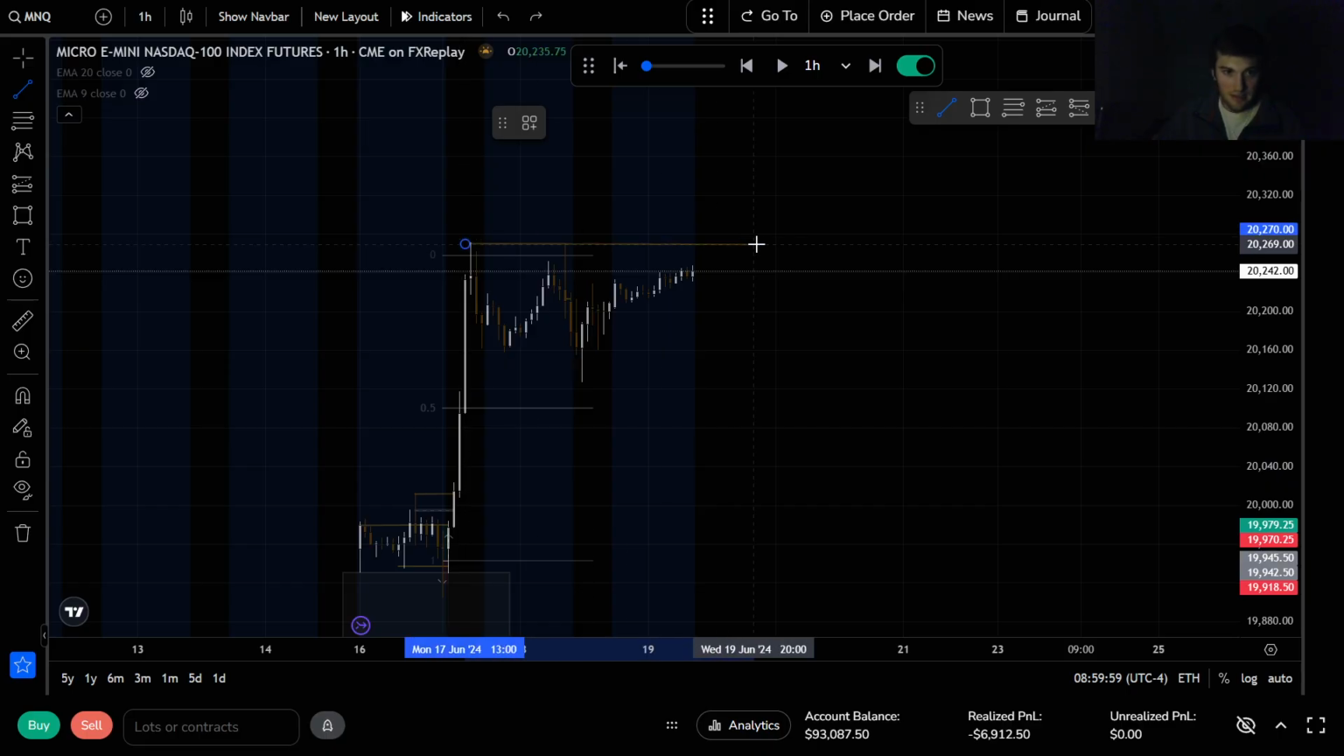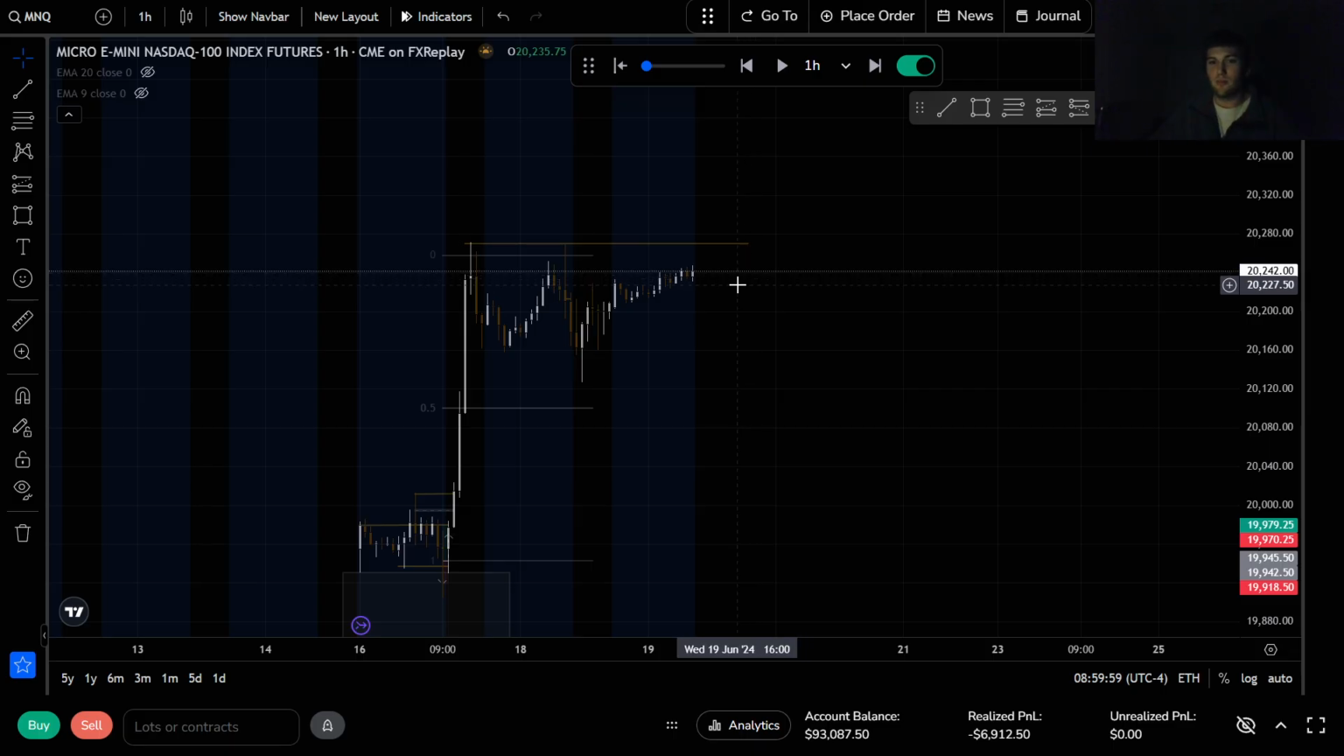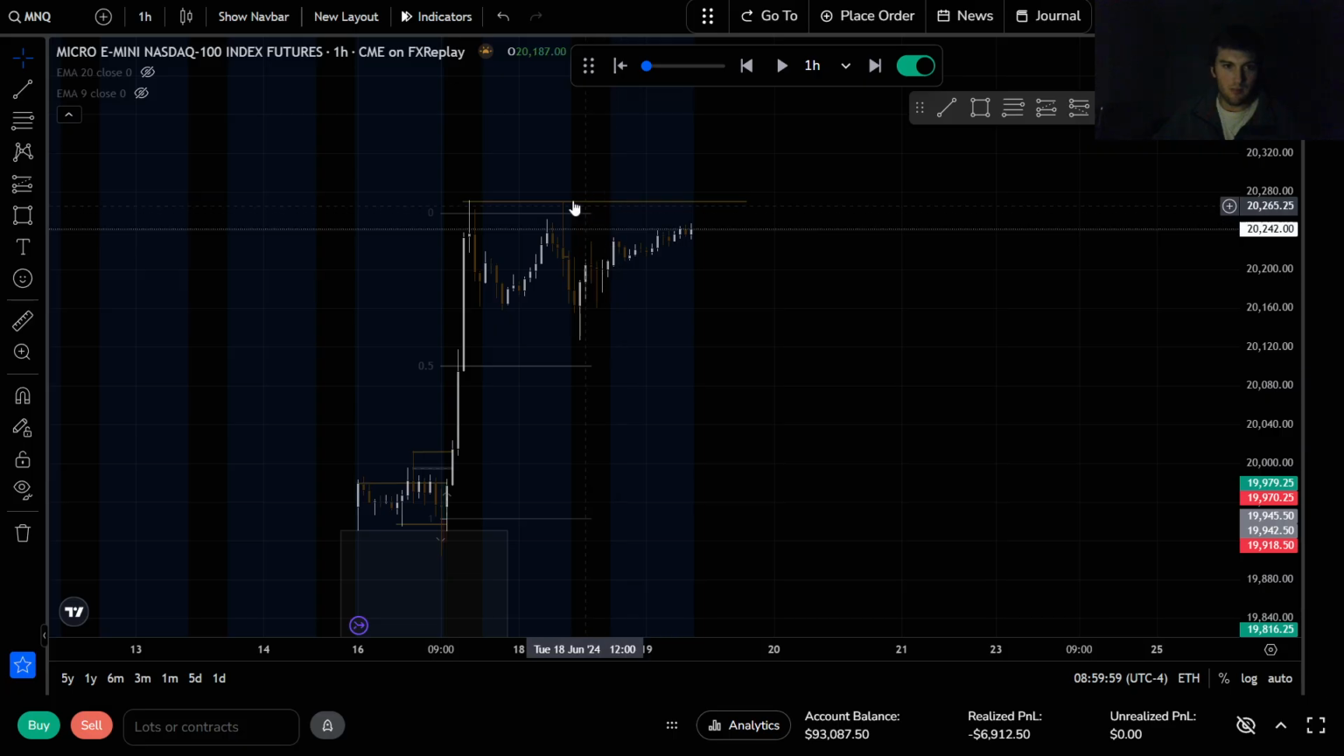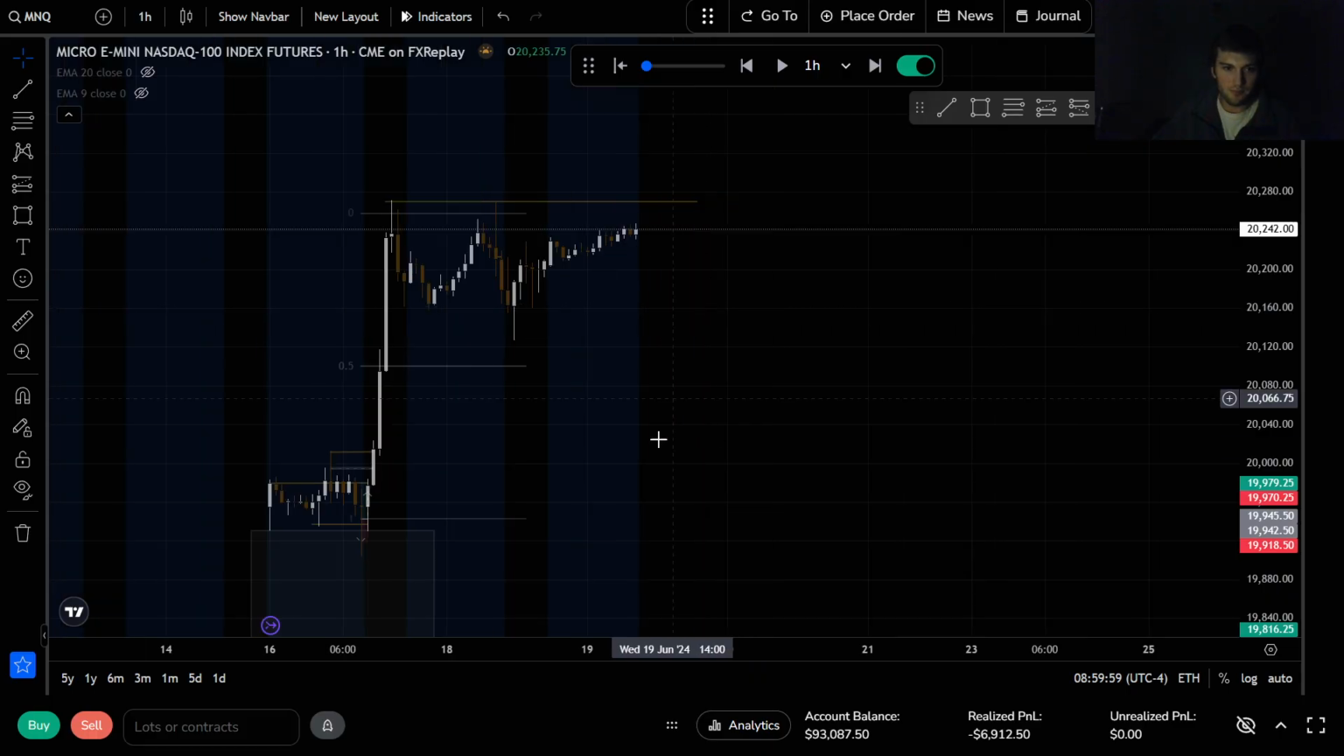For the ICTers out there, what does that mean? What's resting above that? Liquidity. We have liquidity resting above higher highs or relative equal highs, and below relative equal lows or equal lows.